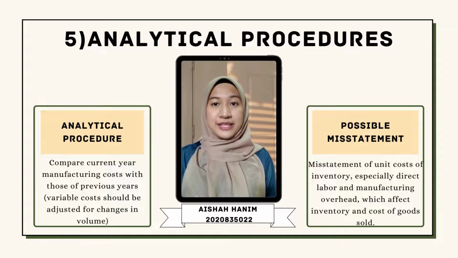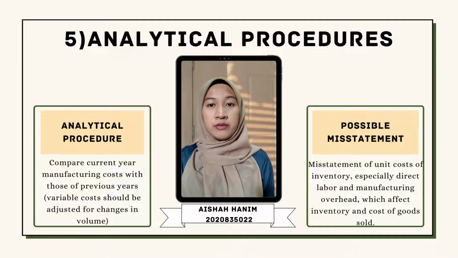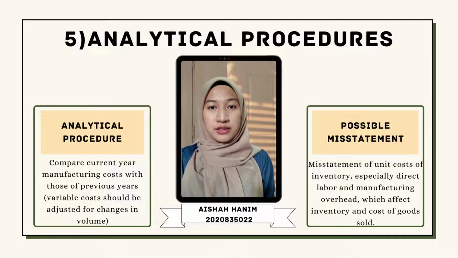My name is Ashani Binti Azhari and I will explain about analytical procedures and its possible misstatement in inventory and warehousing cycle. First, compare current year manufacturing costs with those of previous years, which is variable cost should be adjusted for changes in volume. The possible misstatement for this analytical procedure is misstatement of a unit cost of inventory, especially direct labor and manufacturing overhead, which affect inventory and cost of goods sold.